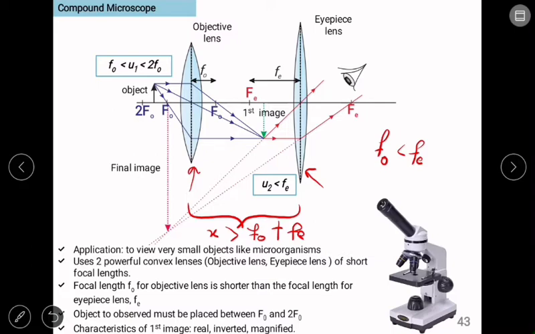Now, if you look at the object here, our object needs to be placed in between FO and 2FO. Alright? It has to be placed between F and 2F so that the first image would be real, inverted, and magnified. And that is why you put your object in between F and 2F, so that the first image is real, inverted, and magnified.